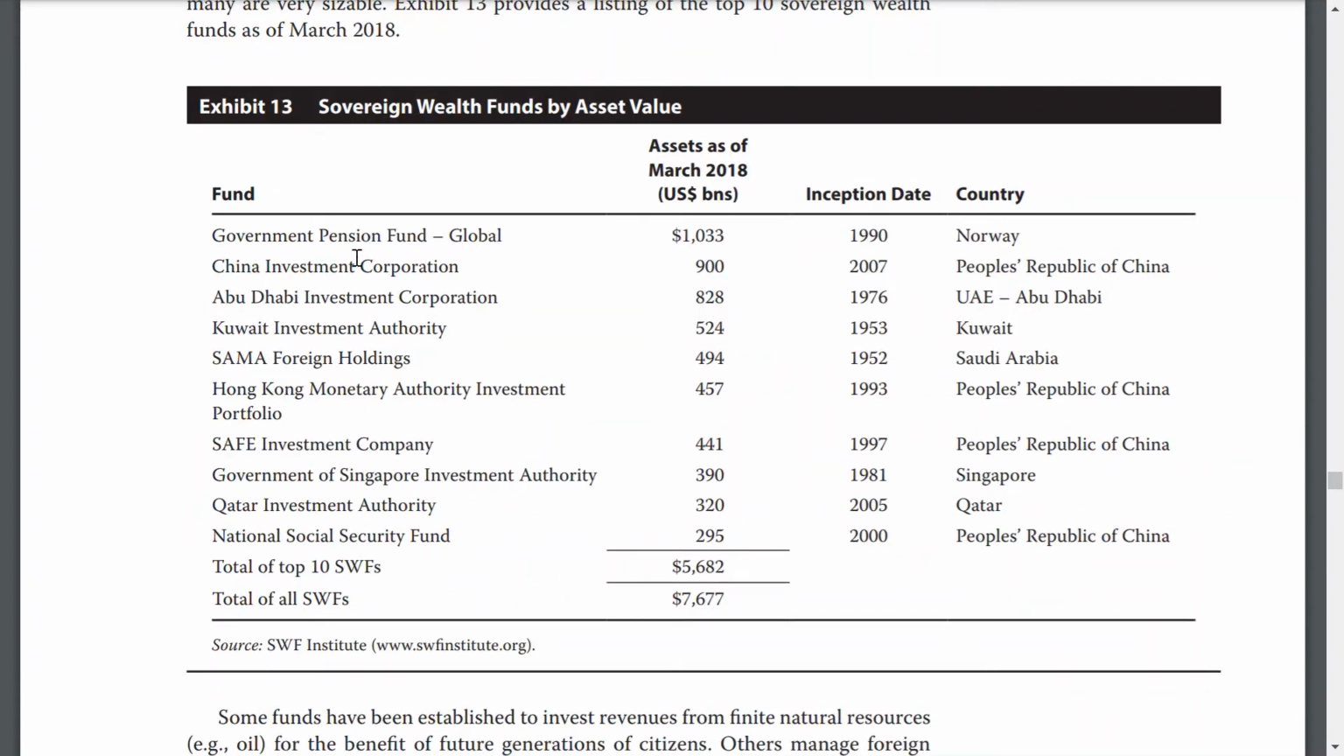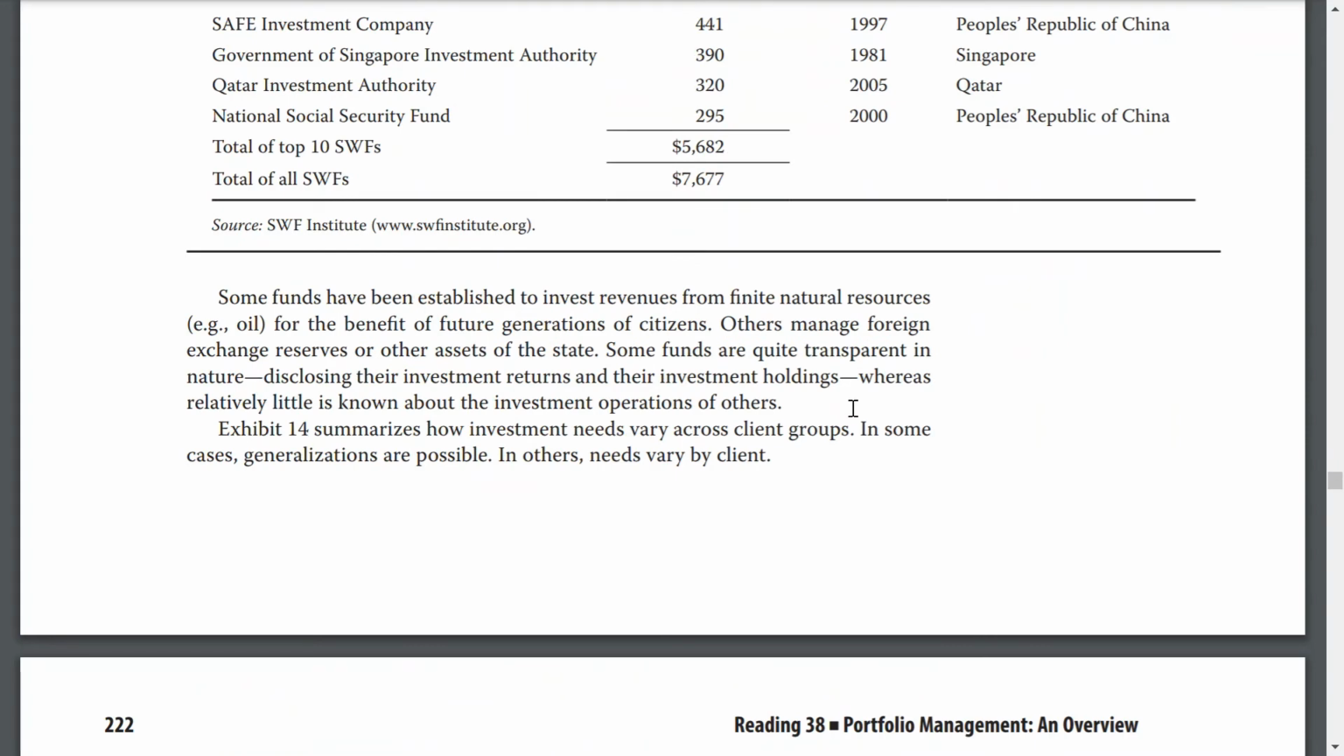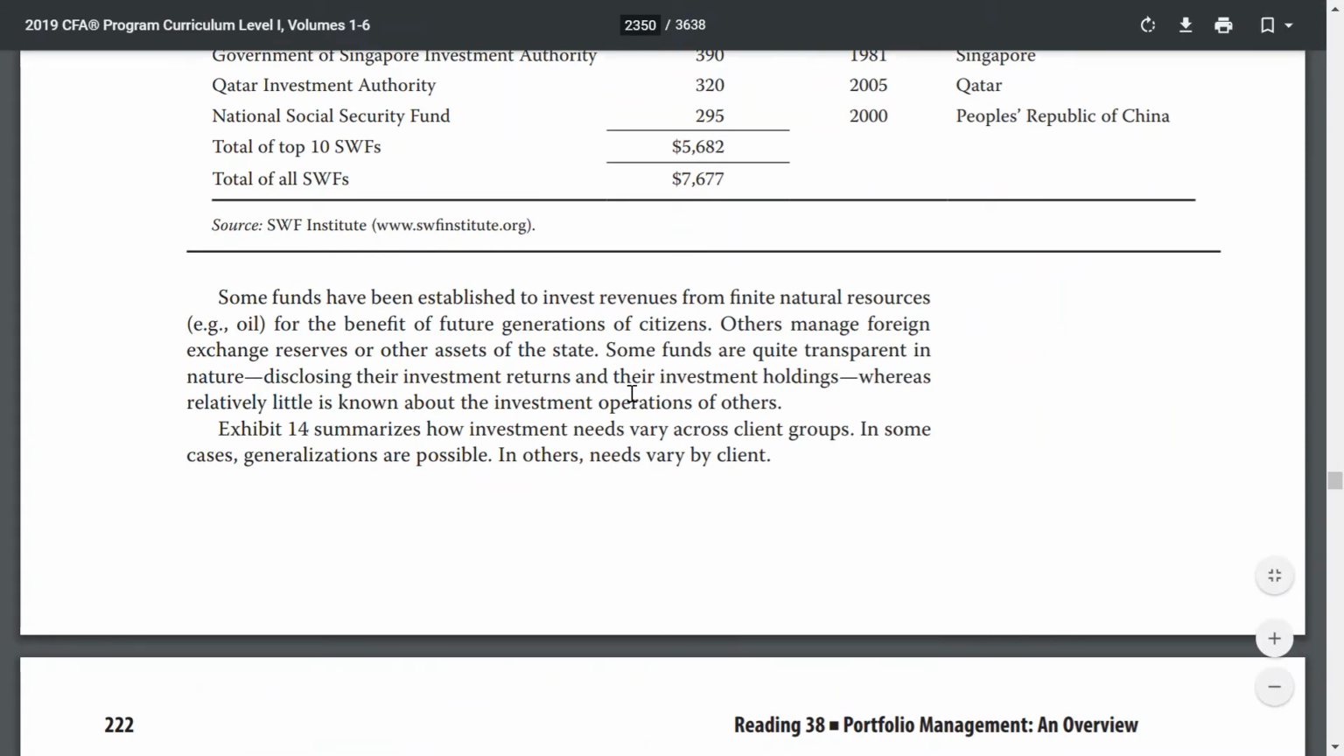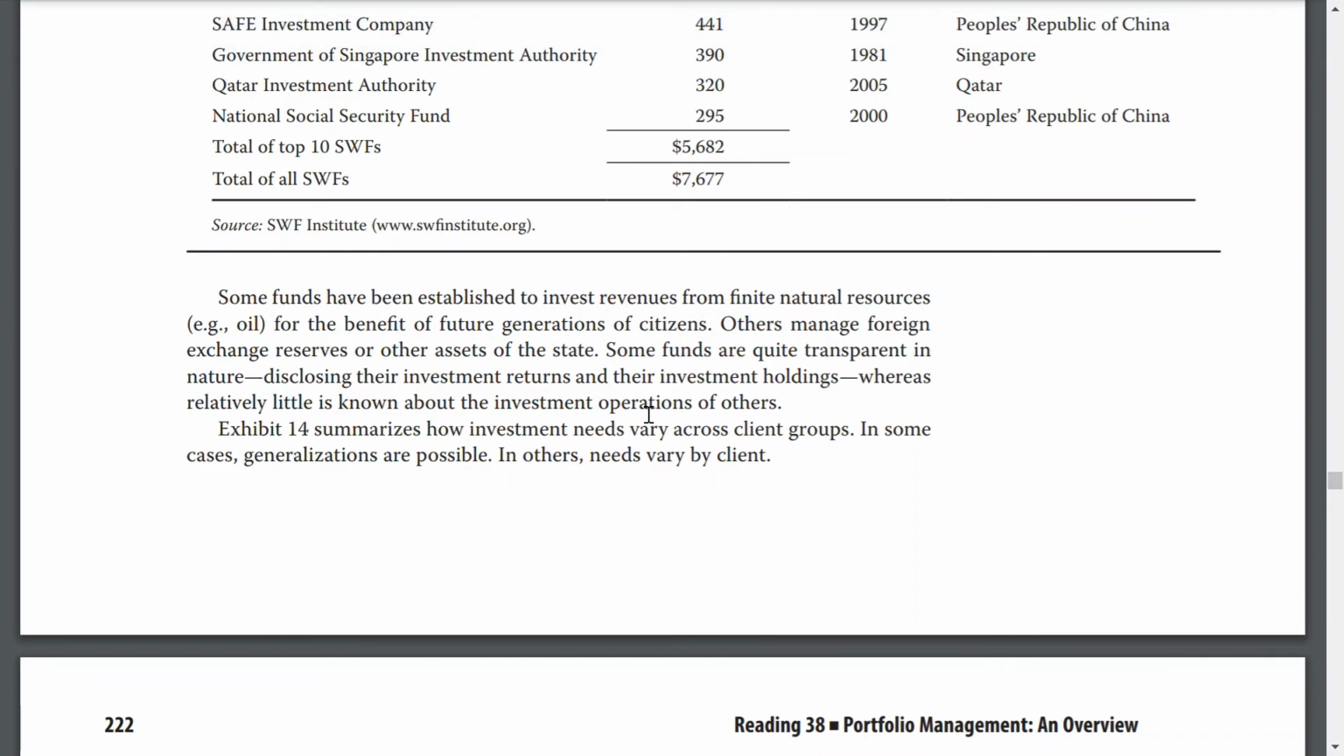So Norway, the People's Republic of China, Abu Dhabi, UAE, Kuwait, Saudi Arabia, People's Republic of China again, Singapore, quite large, Qatar, and People's Republic of China again. Some of these funds have been established to invest revenues from finite natural resources, e.g. oil, for the benefit of future generations of citizens, other managed foreign exchange, or other assets of the state.